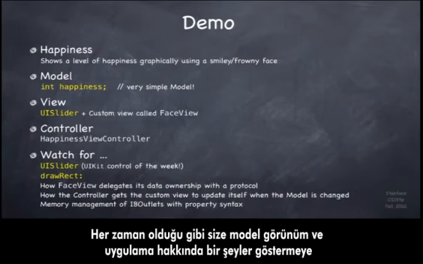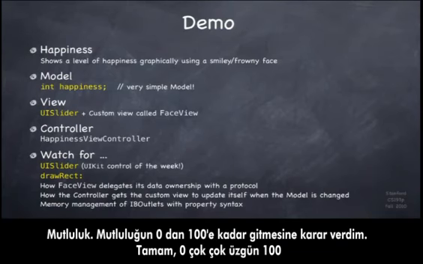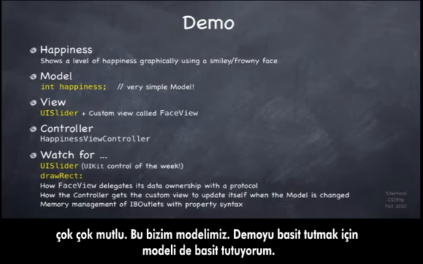As always, I'm going to try and tell you about the model, the view and controller of our app. This application has a very simple model, which is an int. All right, that's its entire model. It's the happiness. I decided happiness went from 0 to 100. Okay, 0 is very, very, very sad. And 100 is very, very happy. Okay, so that's our model. I want to keep the model simple to keep the demo simple.